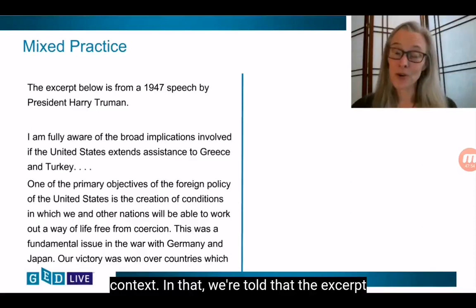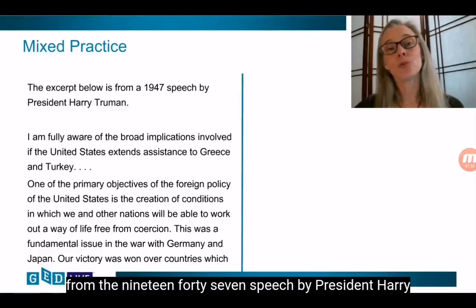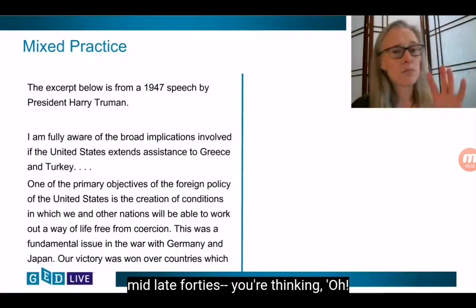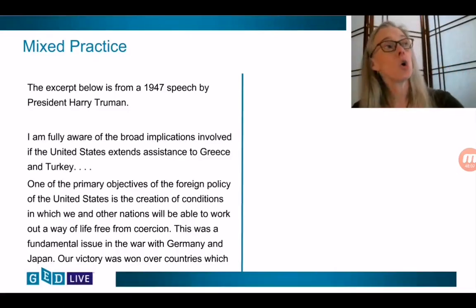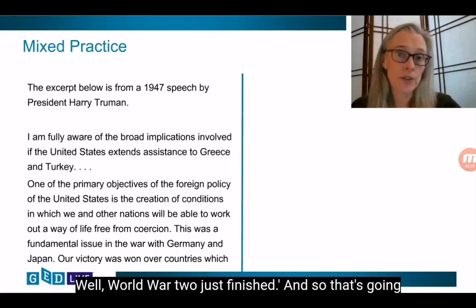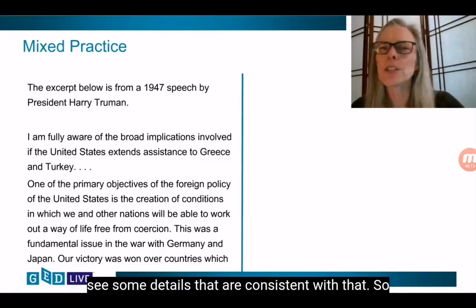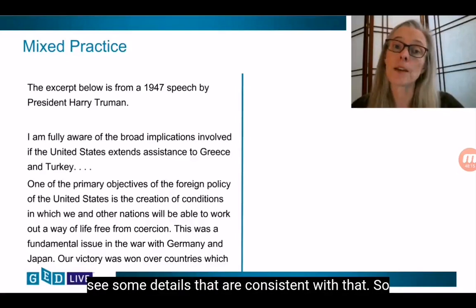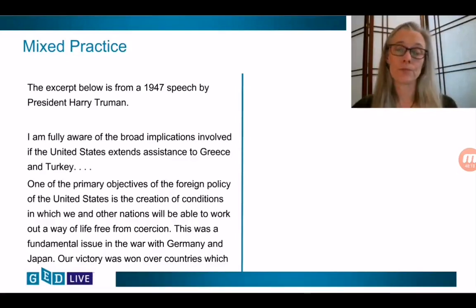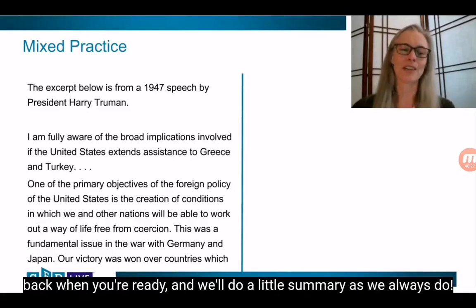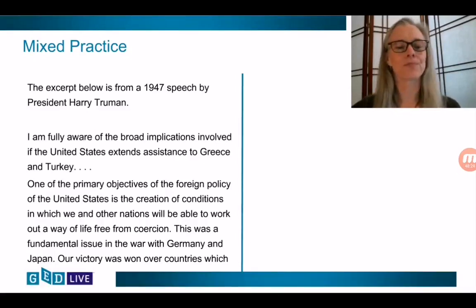in that we're told that the excerpt is from a 1947 speech by President Harry Truman. And so 1947, okay, 1940s, mid-late 40s, you're thinking, oh, well, World War II just finished. And so that's going to be part of the context of this. And as you read, you'll see some details that are consistent with that. So take your time and read this, pause the video, come back when you're ready, and we'll do a little summary, as we always do.